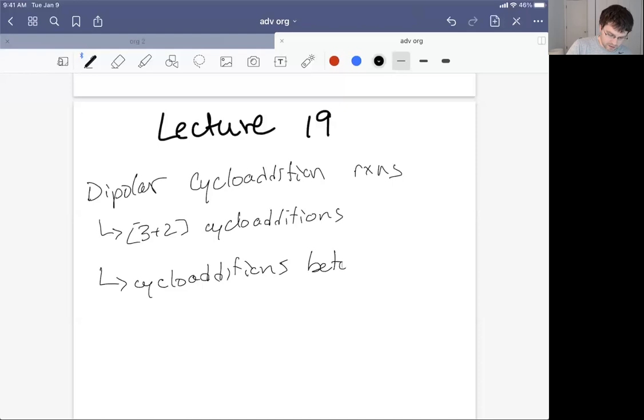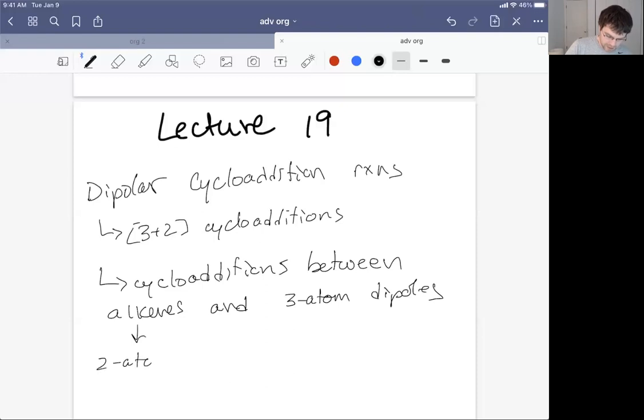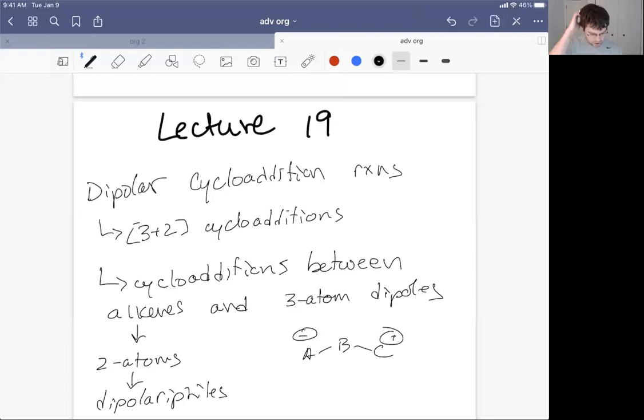typically between alkenes and 3-atom dipoles. So alkenes, here we have our 2 atoms, and sometimes these are called, under these circumstances, dipolarophiles. I believe I have that spelled somewhat correctly. So 3-atom dipoles would be like A to B to C, and then there's some sort of charge, permanent dipole charge here, and then there's often a pi bond at some point in those 3 atoms.